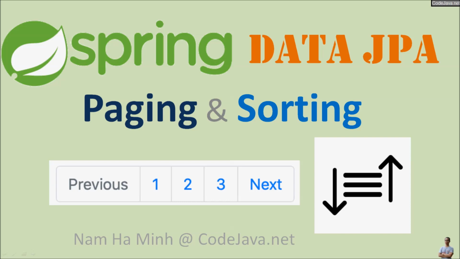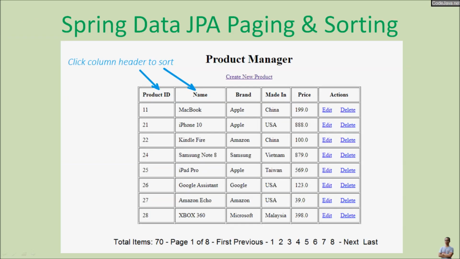Throughout this tutorial, you will learn how to implement paging and sorting functionalities for an existing Spring Boot application using Spring Data JPA and Hibernate and Thymeleaf. Suppose that we have an existing Spring Boot application that displays a list of products that looks like this. You see, there can be many products listed on a single page, and you want to implement pagination and sorting to allow the user to browse a list of products easily.